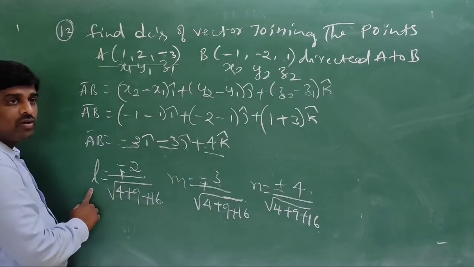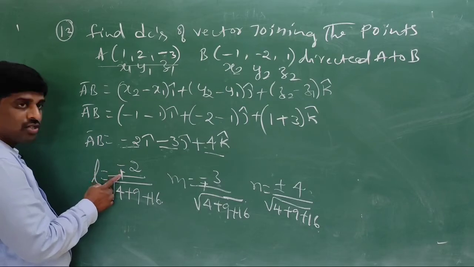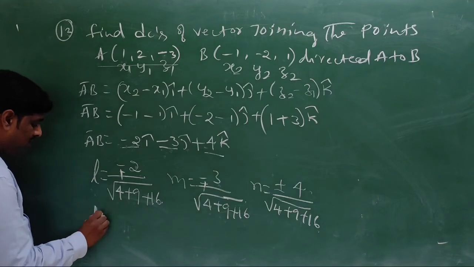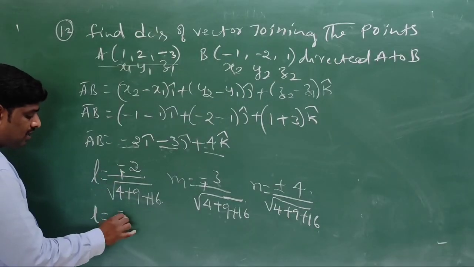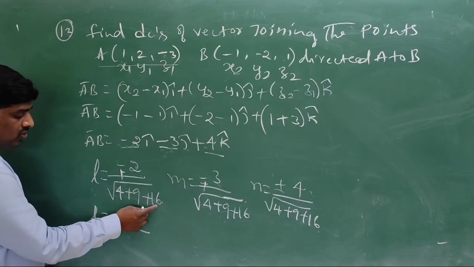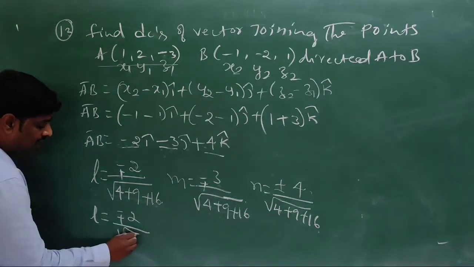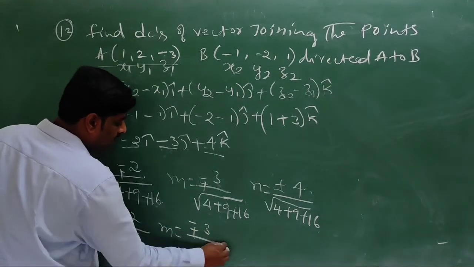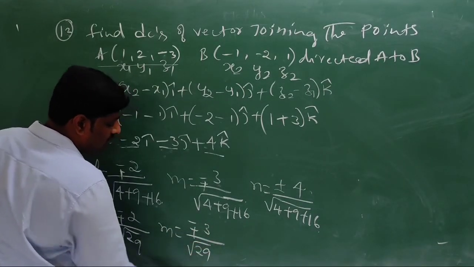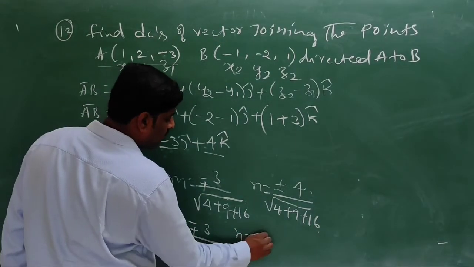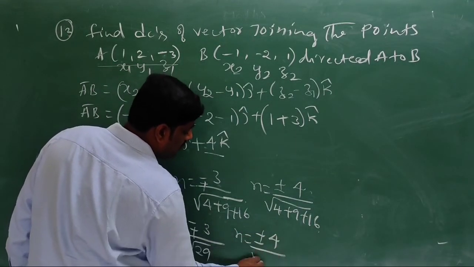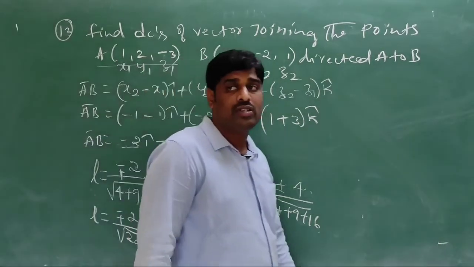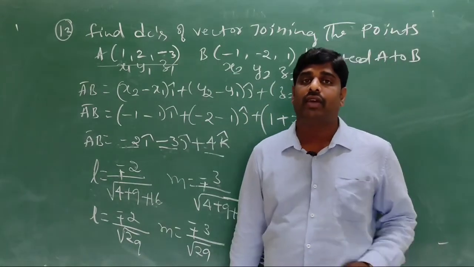So l is equal to minus or plus 2 divided by the square root of 4 plus 9 plus 16. Therefore l is equal to minus or plus 2 divided by the square root of 29, since 16 plus 4 is 20 and plus 9 is 29. So m is equal to minus or plus 3 divided by the square root of 29. So n is equal to plus or minus 4 divided by root 29. So these are the direction cosines of your given vector.